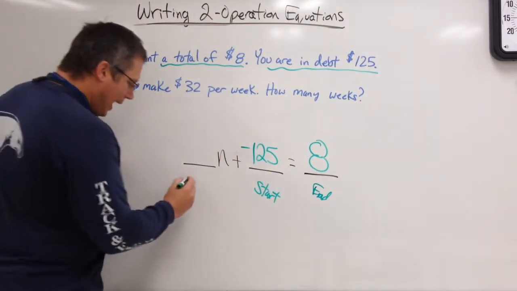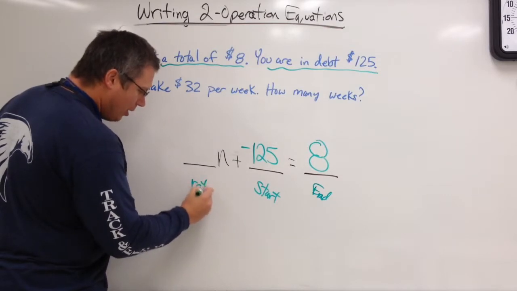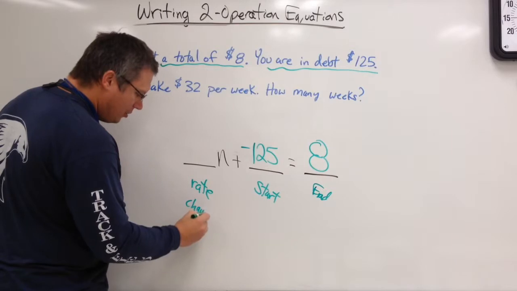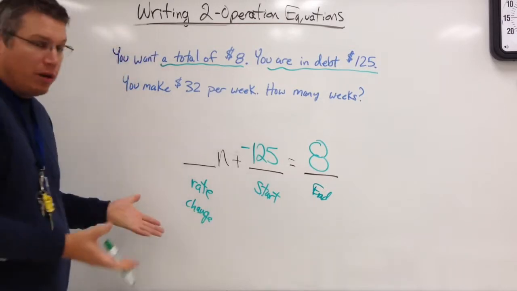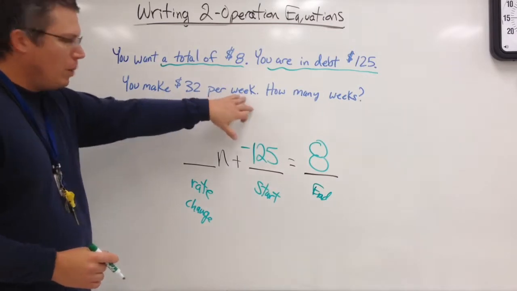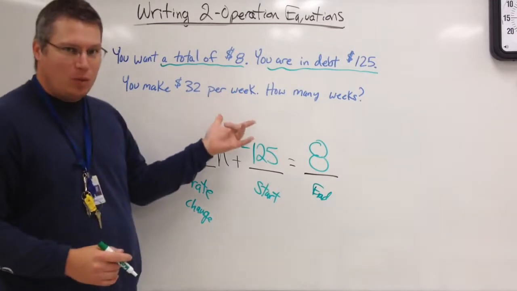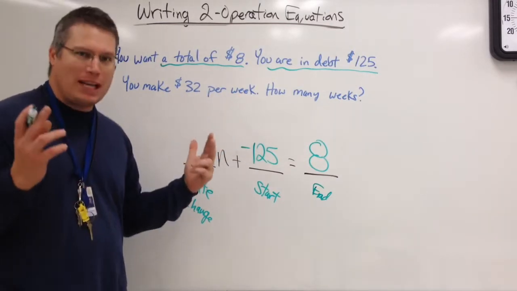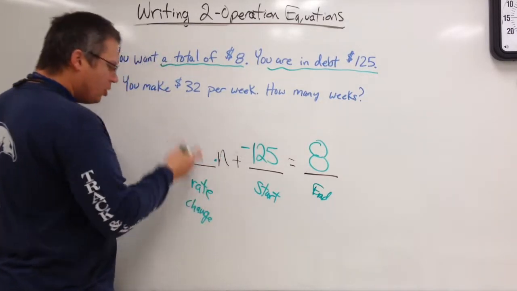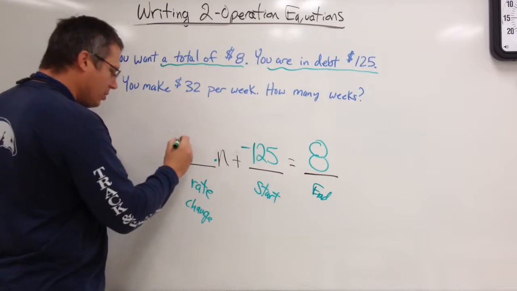So the last thing I have to figure out, and you can call it a couple different things. I mean, it's my rate, it's my amount of change. So there's a few words you could say there. You make $32 per week. Now it says nothing about weeks, so we don't know how many weeks we're dealing with. That's why there's a variable here. So my rate of change is 32.